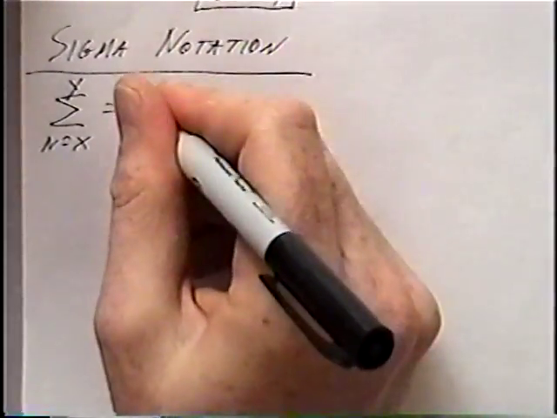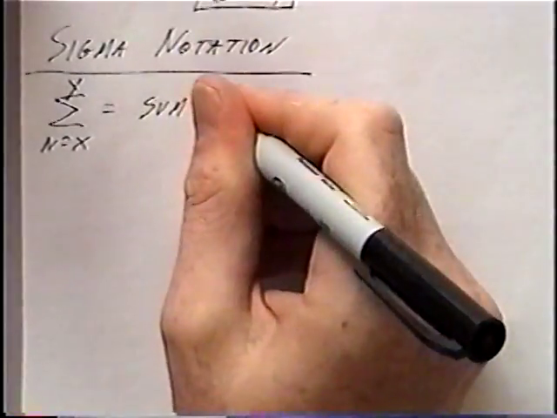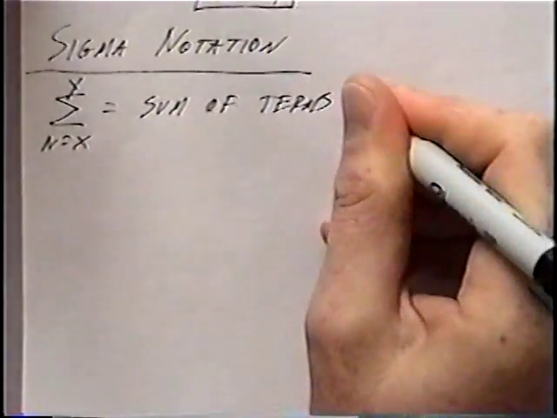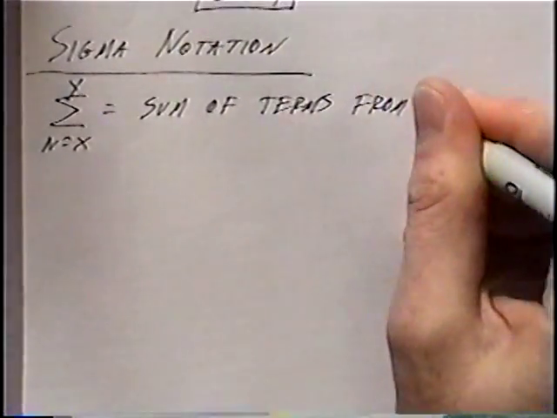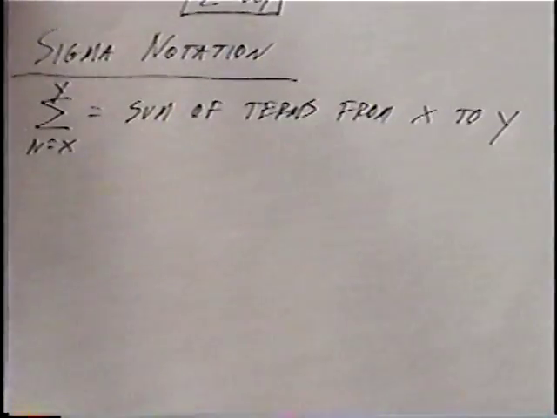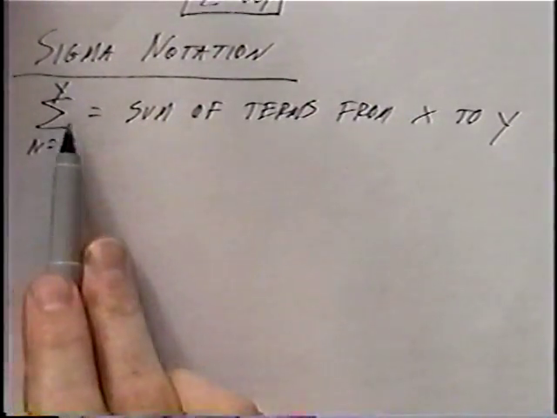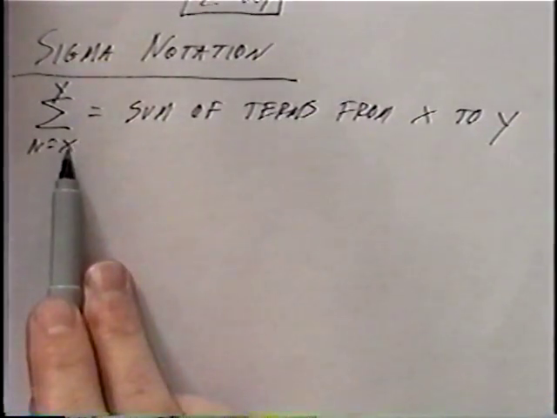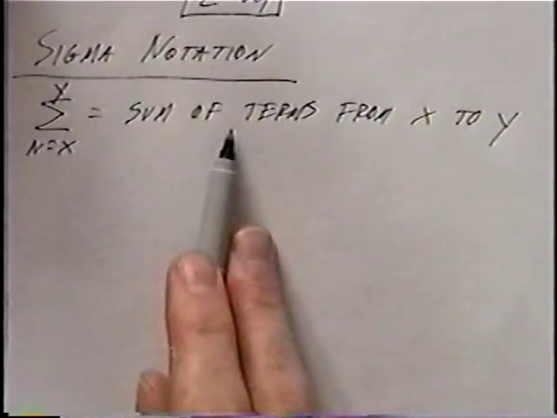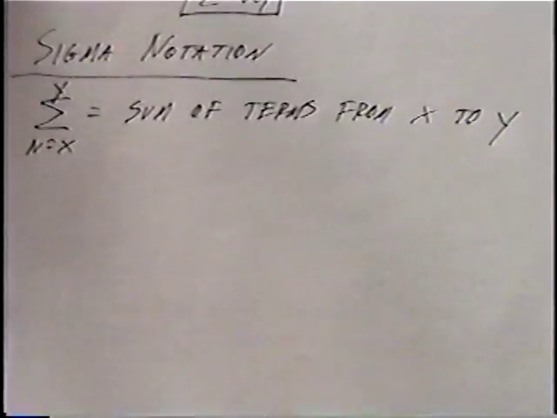And this is going to be equal to the sum of terms from x to y. So sigma notation stands for the sum, and we'll add the terms from the bottom, whatever x is, all the way up to what y is, and the total of that sum will be the answer for the sigma notation.